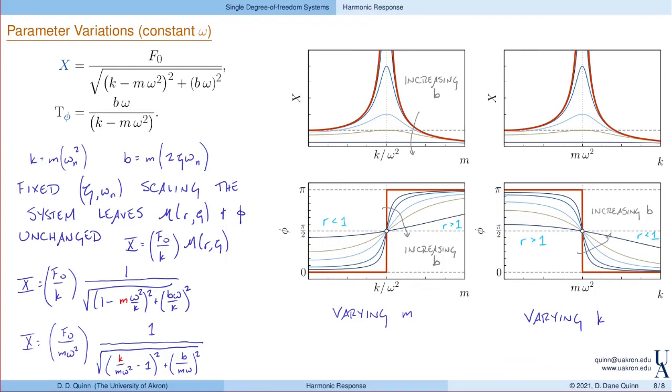And again, that makes sense because, of course, r was omega divided by omega n, which is square root of m times omega divided by square root of k. Right? So if m is small, r is small. If k is small, r is large.